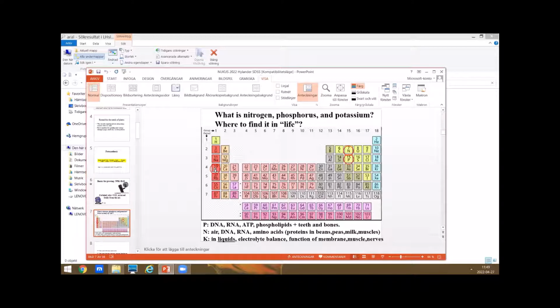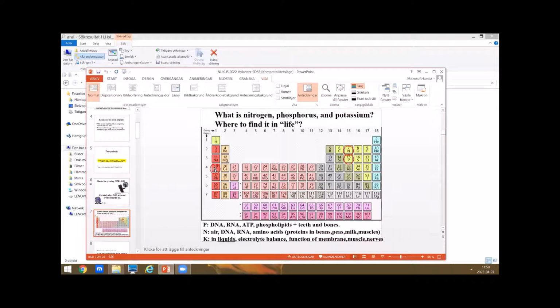And nitrogen, we have mainly in the air. 80% of the air is just nitrogen. And then there's little oxygen, very little carbon dioxide, and some very minute amounts of some other gases. And we have nitrogen also in the heritage codes, DNA and the RNA. We have it in amino acids, and amino acids are the keystone to build up proteins. We have it much in beans, in peas, milk, and in our muscles, of course.